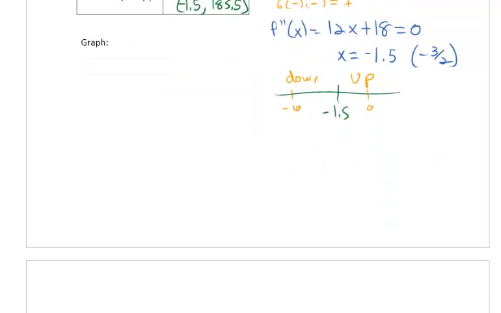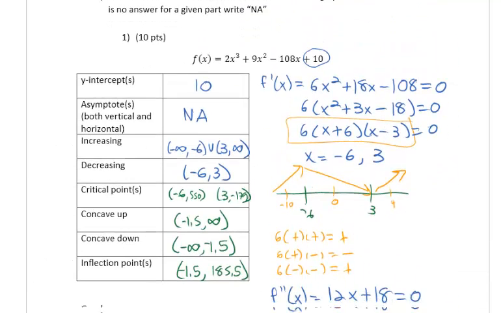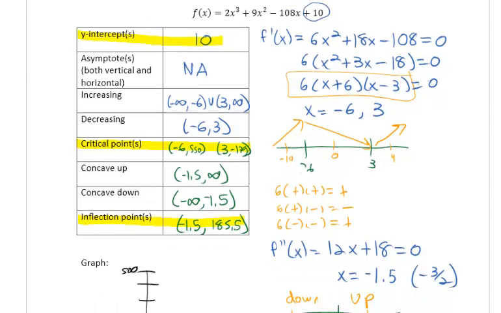So plugging all this information into our graph, it's going to be obvious we need to change the scale on the y-axis. So I'm going to make it 100, 200, 300, 400, 500 going up, negative 100, 200, 300, 400 going down. The x's we can keep the same, though. We've got a critical point. Best things to graph are going to be the critical points, the inflection points, and the y-intercept, and use the rest of the details to connect those dots.